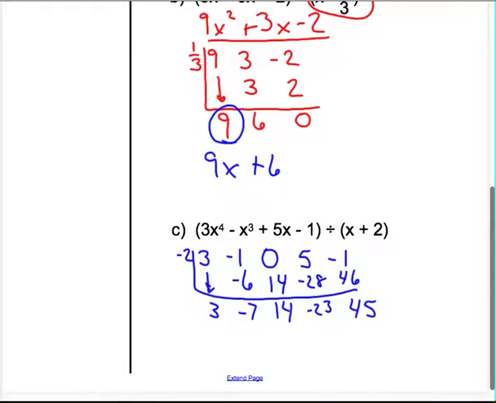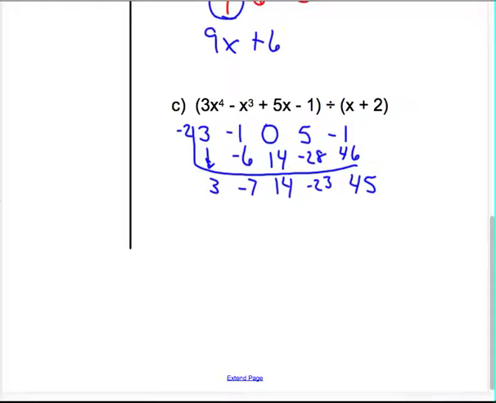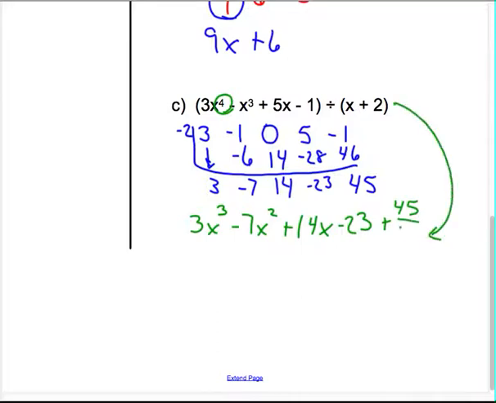Alright, so then to get our answer, again, we're going to drop 1 power, 1 degree from what we started with. So this will be 3x cubed minus 7x squared plus 14x minus 23. And we have another remainder, so plus 45 over x plus 2.